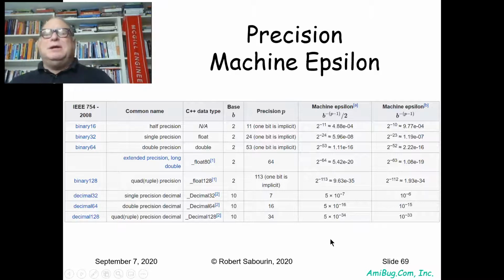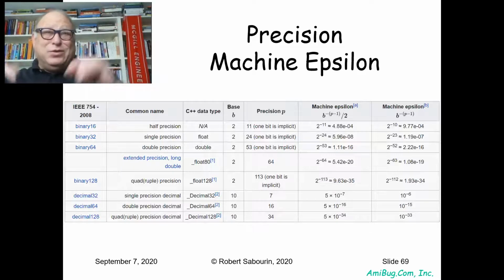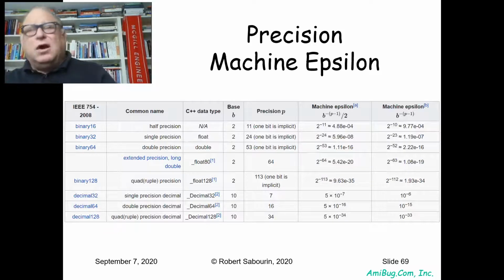So for two floating point numbers to be considered equivalent, or so-called equal, you look at the absolute value of the distance between them, and if it's less than epsilon, you would suggest that the two numbers are the same because they're going to have the same floating point representation.